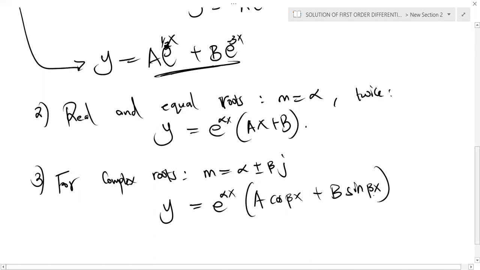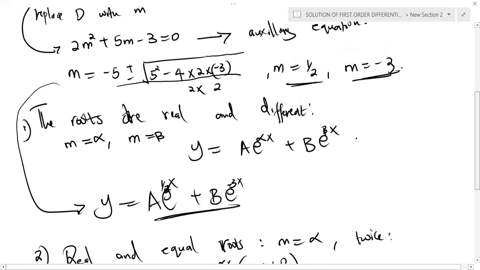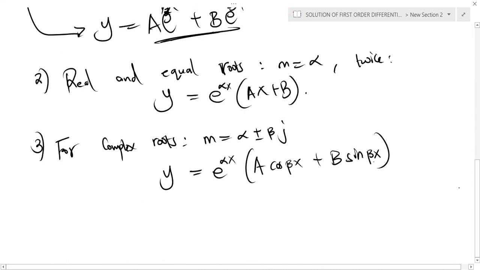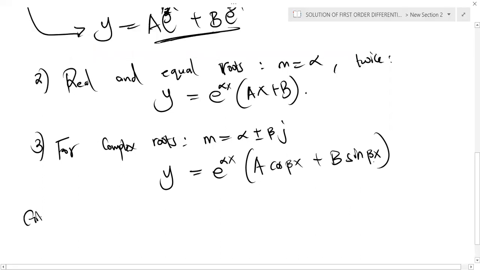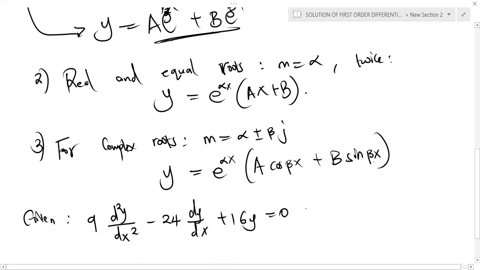If the question asks for the particular solution, then it means some boundary conditions have been given. So let's take up an example, same example still. Given this second order differential equation, 9 d2y/dx² − 24 dy/dx + 16y = 0, find the particular solution.